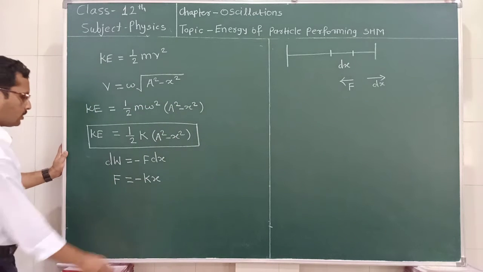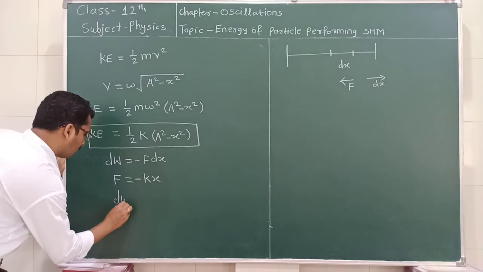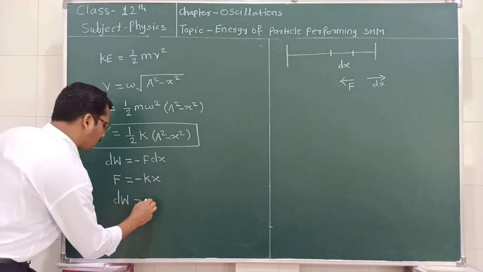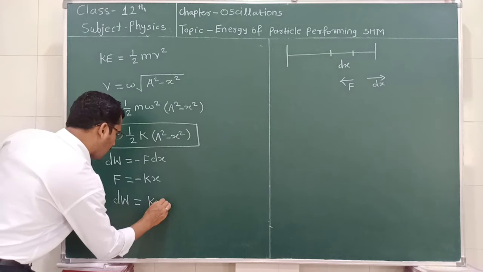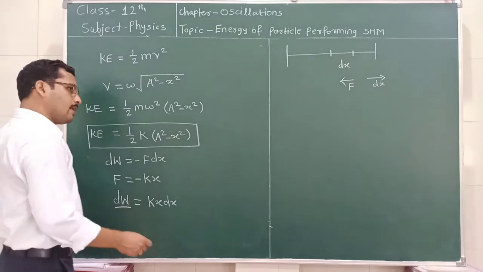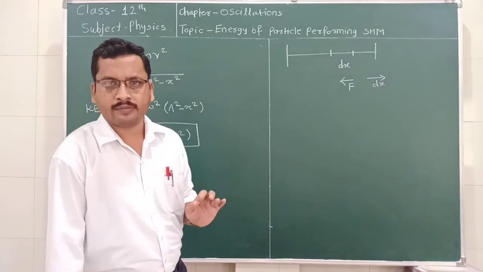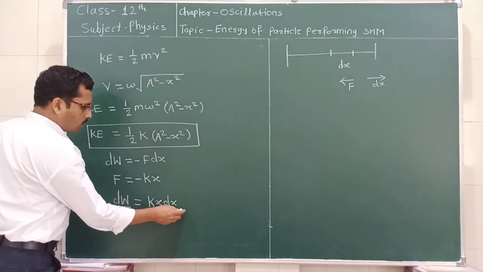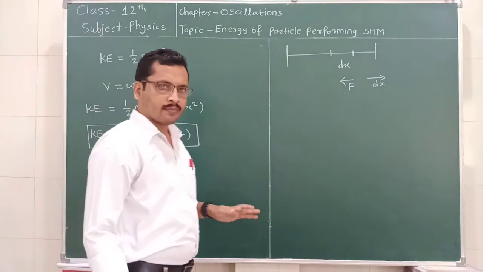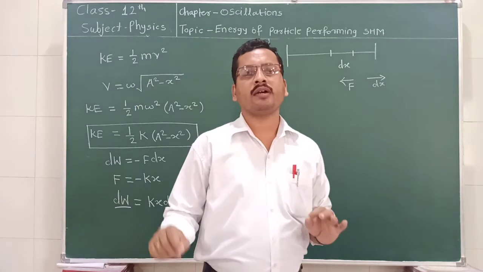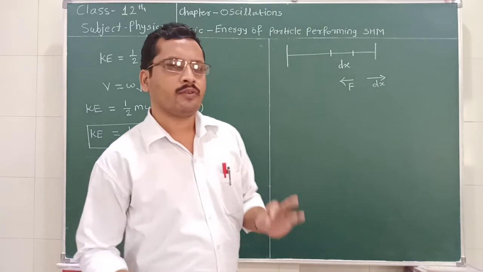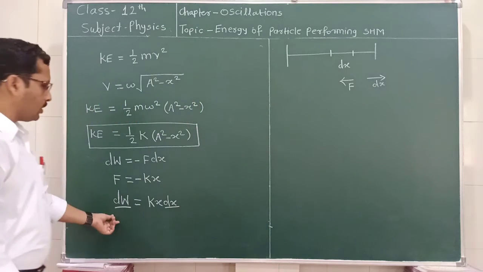So we can write here dW is equal to, this minus minus gives plus, kx multiplied by dx. What is this dW? This dW is the amount of work done to cover a displacement equal to dx. If we need to calculate the potential energy or total work done, we need to integrate this equation.